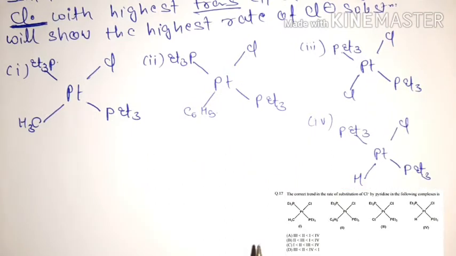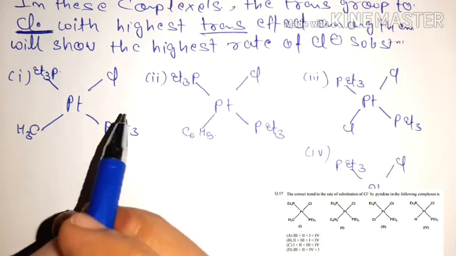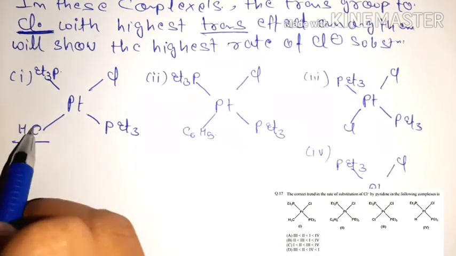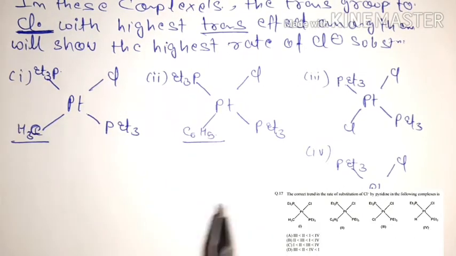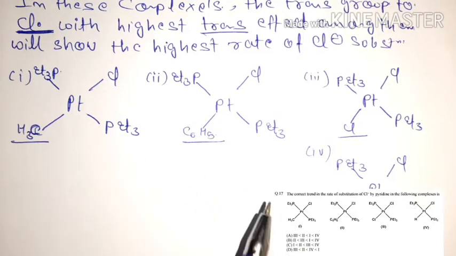Okay, so what can I say? I'll say that you can consider a trans group to chlorine. So in first complex we see that trans group from chlorine is CH3. In second it will be phenyl group. In third it will be chlorine, and in fourth it will be hydrogen. So we have four groups in all four options. So first you must find the trans effect order of these groups.